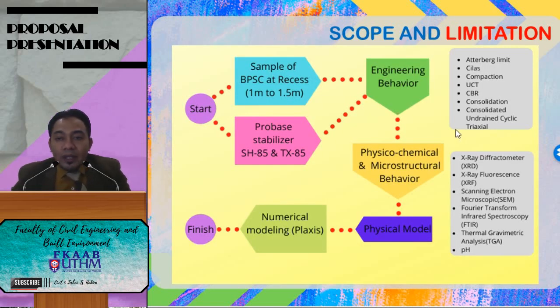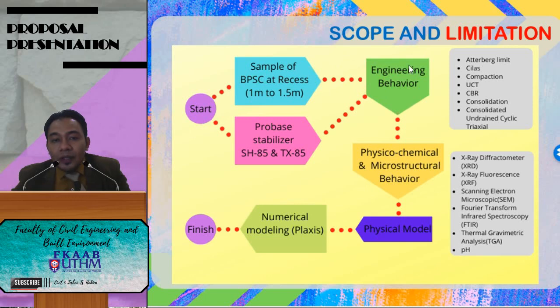This is the scope and limitations of the research. Okay, we start from the preparation of the sample. The sample will be taken at the depth of 1 meter to 1.5 meter, and then the stabilizer will be obtained from the Probase company, which is SH-85 and TX-85, and then we mix by using the designation of the stabilizer.